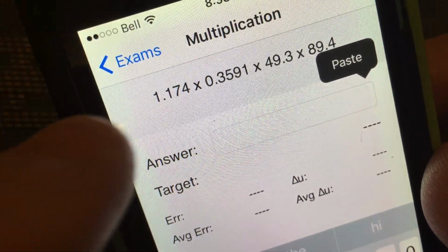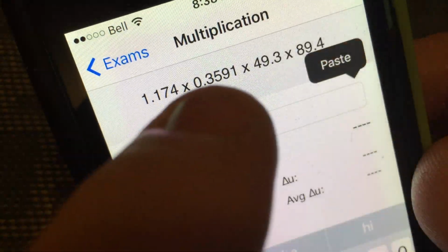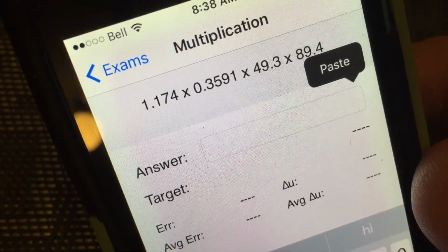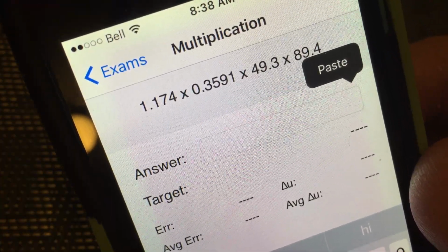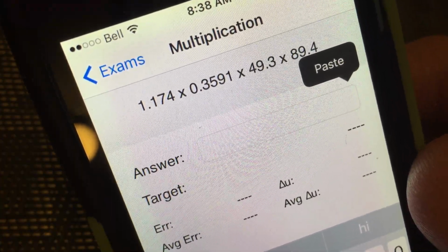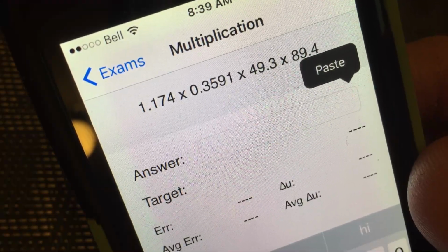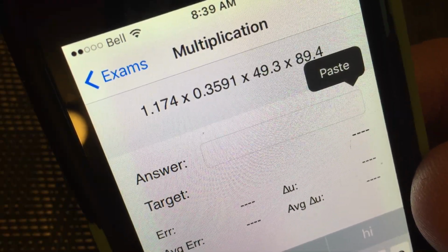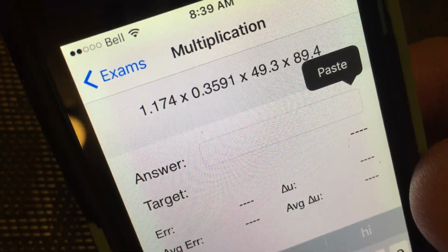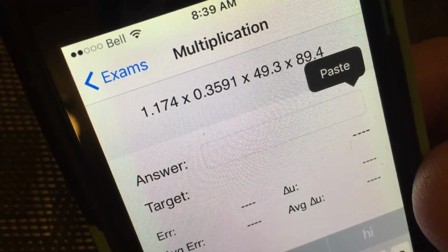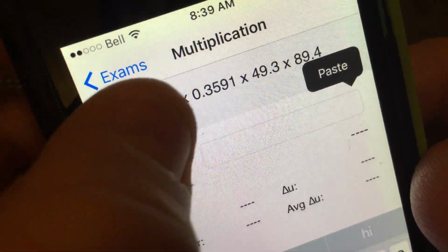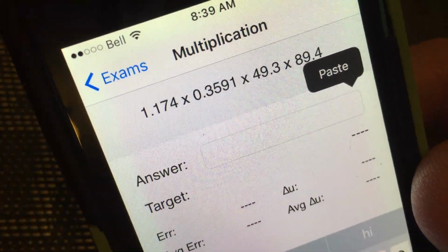Well, if you look at this calculation, you've got 49 times 89, so let's say 50 times 100, for example. 50 times 100 is 5,000, right? So that's 4 digits, 5,000. Now let's imagine 5,000 times about 0.3. So it's about a third. So it's going to be 4 digits.